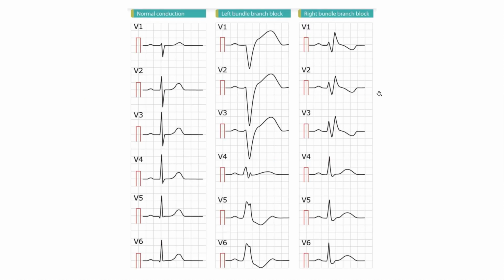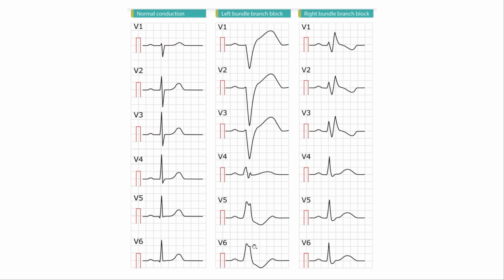You don't need to know this, but just quickly, left bundle branch block and right bundle branch block. So you look at leads V1 and V6. In left bundle branch block, there'll be a wide QRS, and V1 will be going down, and V6 will be going up, and it'll typically be notched.